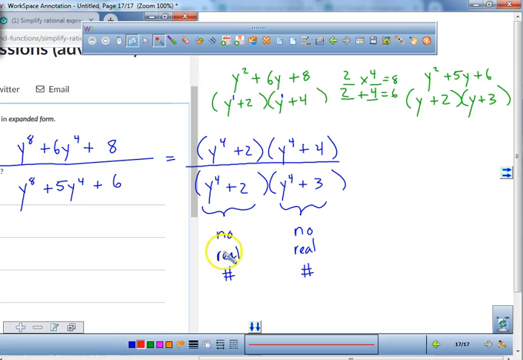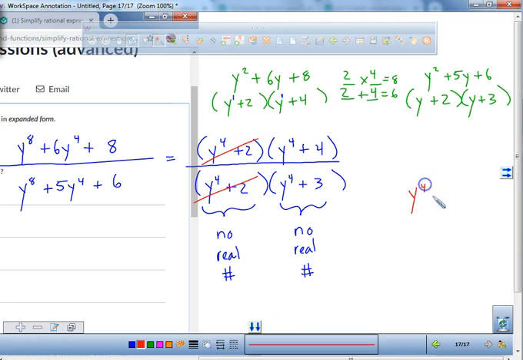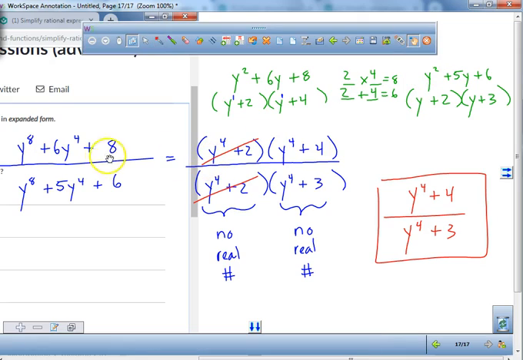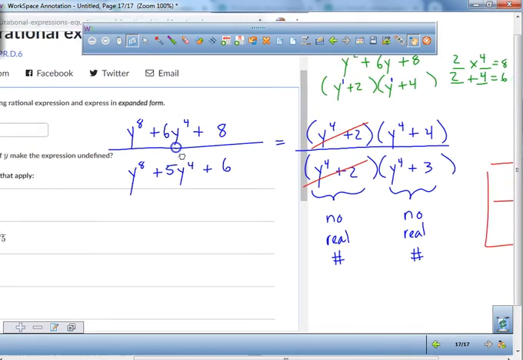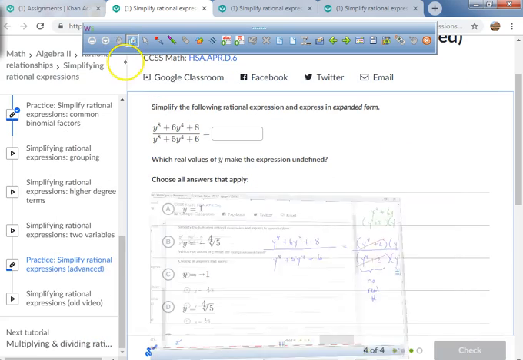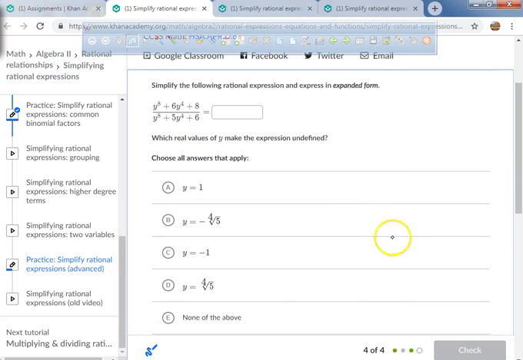Now, what's going to cancel out? That's going to cancel out with that. They're the same, right? So what's our final simplified answer going to be? Y to the fourth plus 4 over... That's it. That's your final simplified answer. And over here, we're not going to write any real number that makes it undefined. So right here, it's A, B, C, or D. Wait for it. Let's scroll down a little bit further. None of the above. That's why it's going to be none of the above.